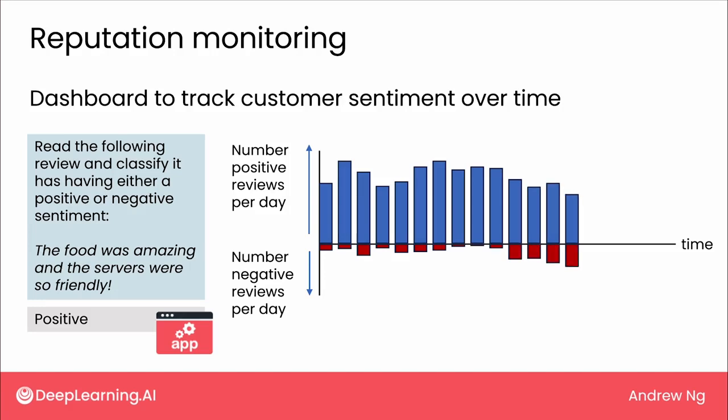But if ever it starts trending negative like this with more negative reviews, then this dashboard can alert you to that, maybe something's happening that we should pay attention to and see if there's something we need to fix at the restaurant. So in this video, we looked at a number of reading applications, including proofreading, summarization, email routing, restaurant review sentiment analysis.